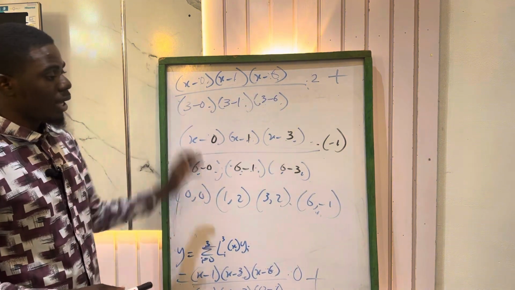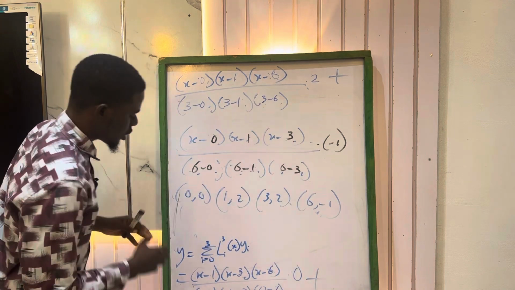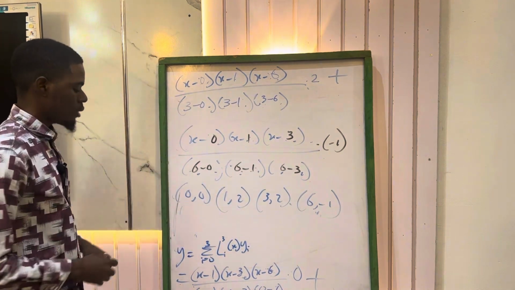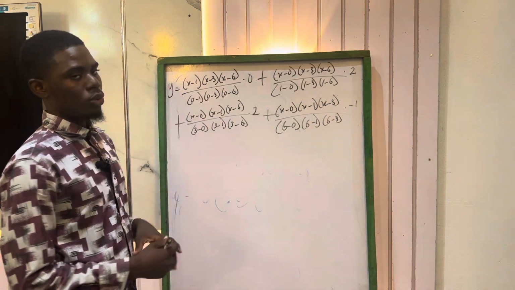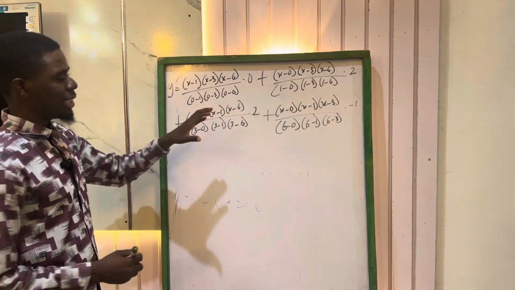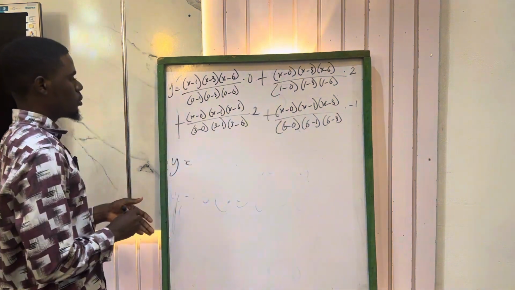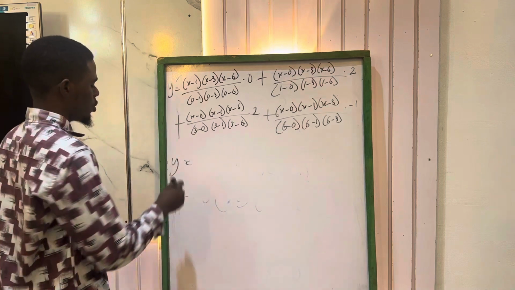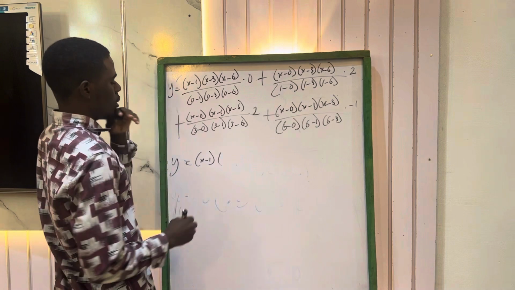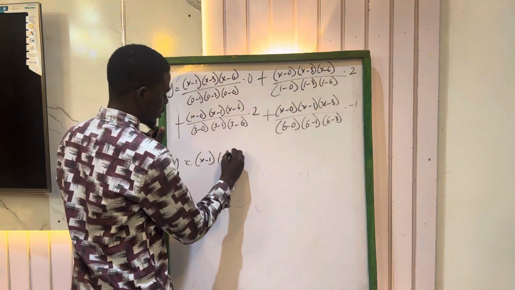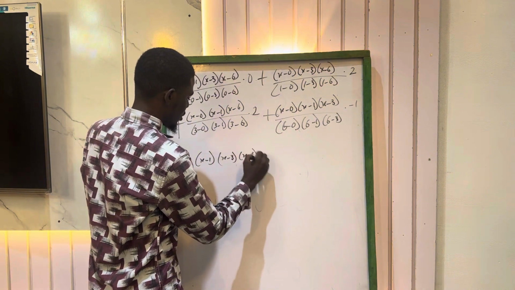Because everything here is equal to y, which is also equal to P_{n-1}, which is a function of x. So let's just combine the equation together and simplify it, and let us see what we're going to get as our answer. Alright, so this is what we've come to. Now to simplify further, our y is going to be equal to x minus 1, which remains x minus 1, multiplied by x minus 3, then multiplied by x minus 6.